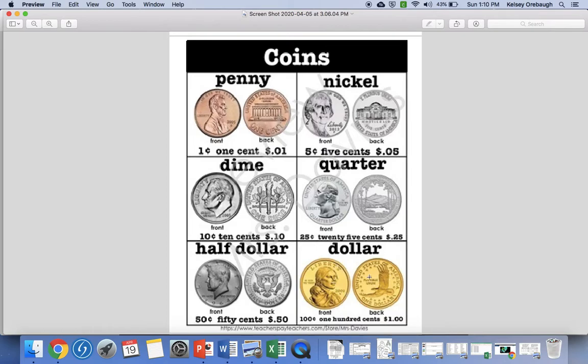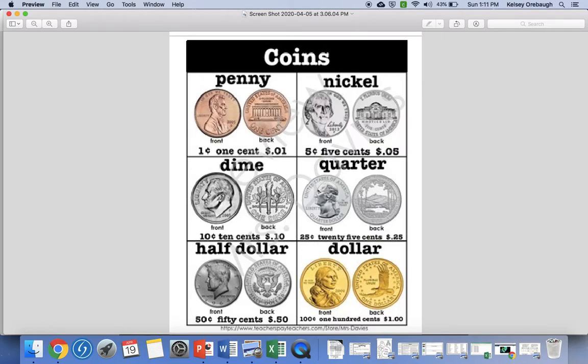So the dollar coin is worth 100 cents or $1. The dollar coin is worth the exact same amount as the dollar bill. They are just two different forms of money. One's paper, one's a coin, okay? And the dollar coin is gold, and this is one version of it. There are other versions with George Washington on them, but we remember that it's the gold coin.